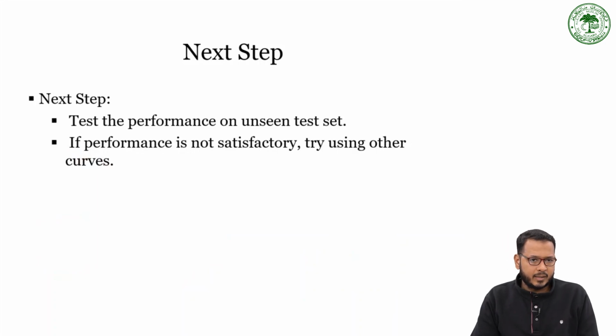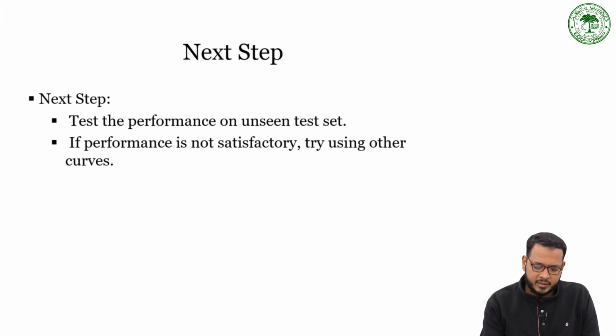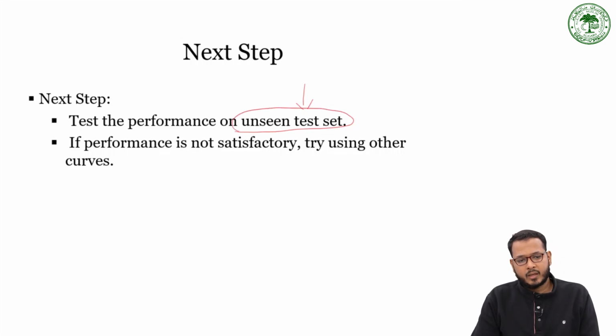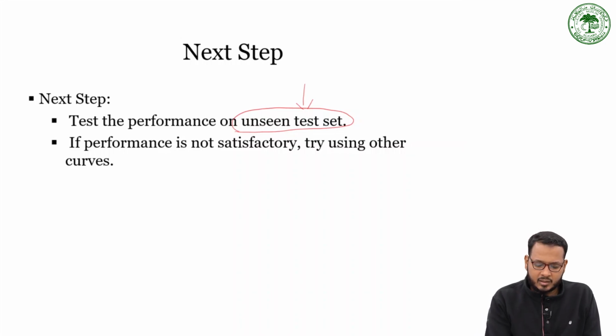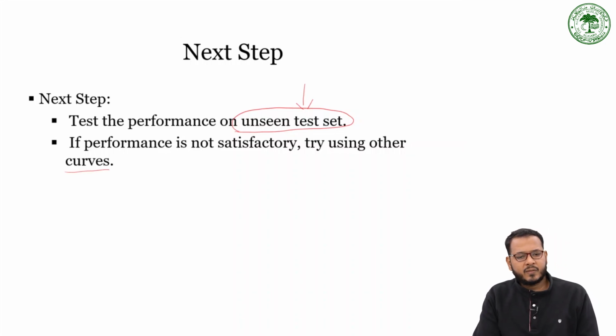So what is the next step? Like other algorithms we have seen earlier, the next step includes testing this specific model on the unseen test set. And if the performance is not satisfactory, we can try using different curves and different combinations of independent variables.